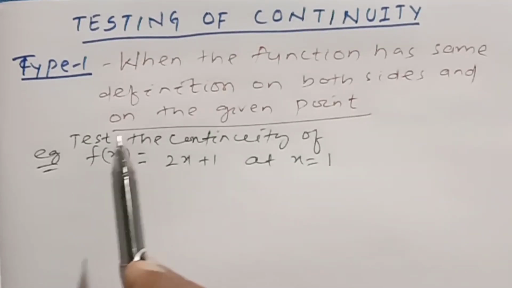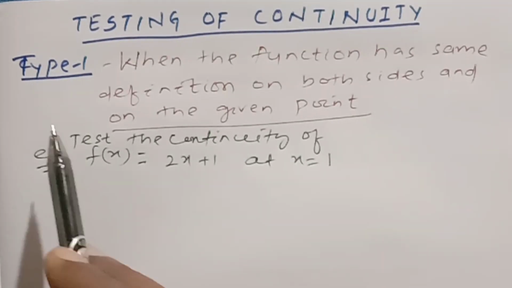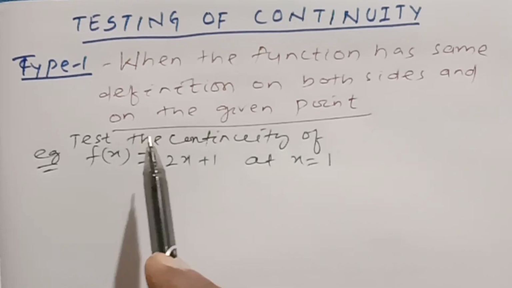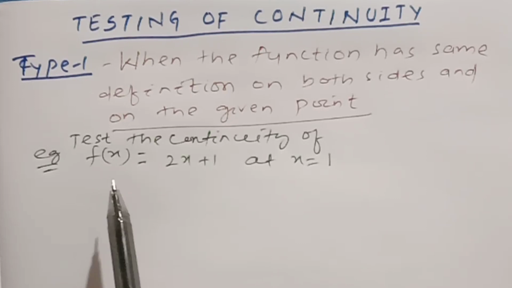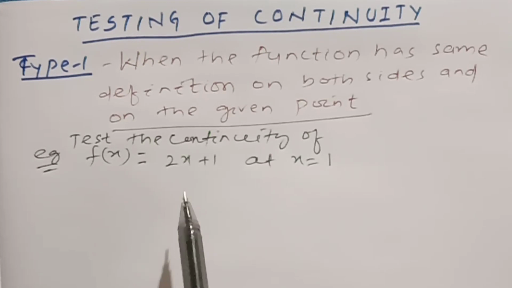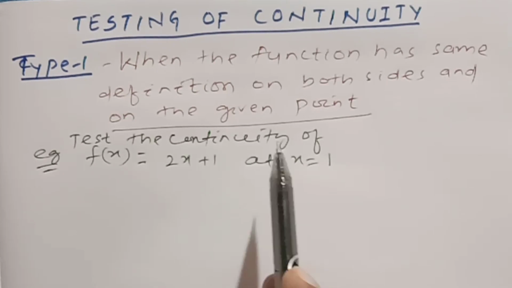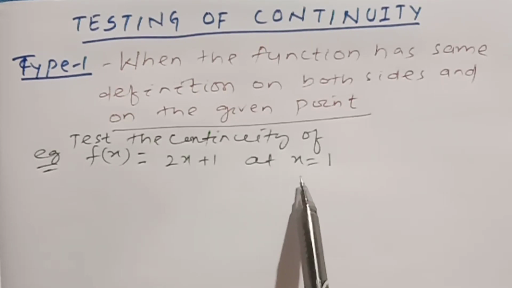Testing of continuity. Some important problems. Type 1 is when the function has the same definition on both sides and on the given point. Look here, only one value of the function is given, and this is the value of the function on both sides of a given point. The given point here is x is equal to 1.